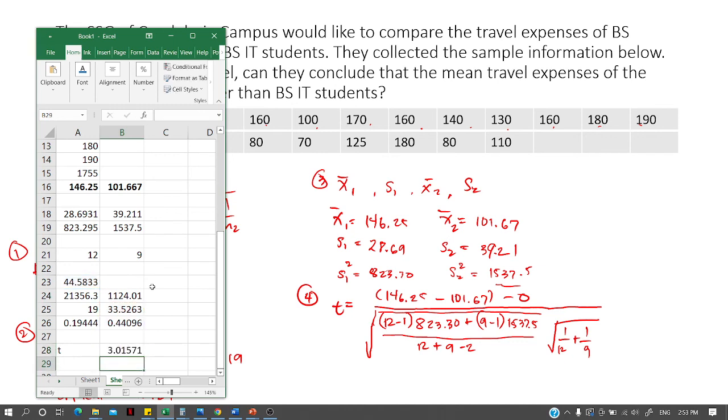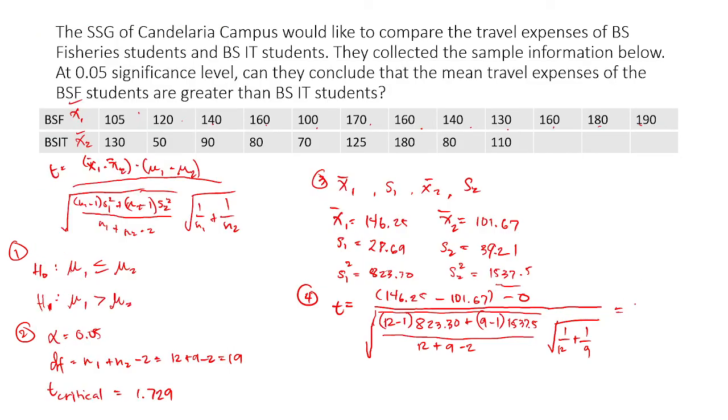Ito. Multiply dun sa isa pang square root, which is ito. So, we have here 3.015. Okay? So, yan na yung ating T computed. So, ang T critical natin is 1.729. So, isulat lang natin, para ito sa decision rule, 3.015. Yan yung absolute value ng T computed natin. And we have here 1.729 para dun sa T critical.